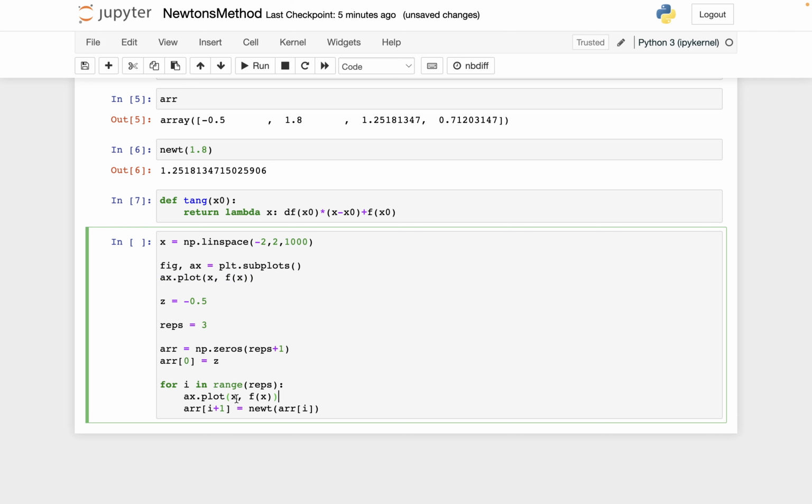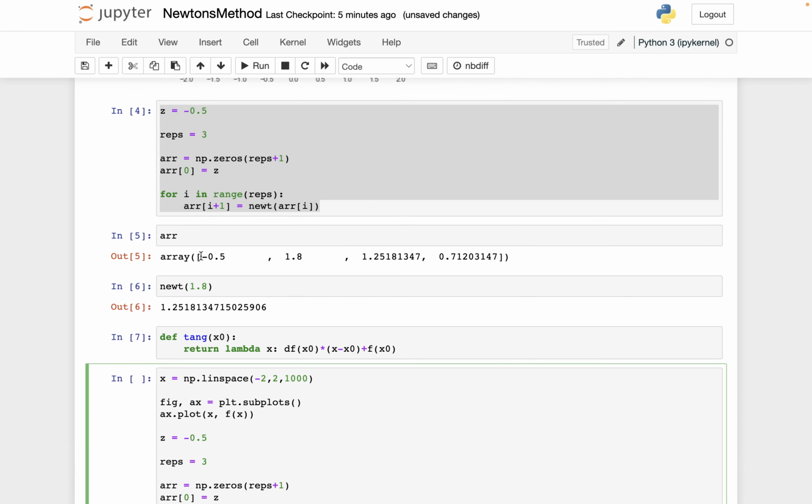And so the x's can stay the same, that's fine. But then the y's are supposed to be tan of x0, so this is a function evaluated at x. And the only thing I have to do is say, what is x0 supposed to be? Well, that is our root estimate, so that should actually be arr bracket i.